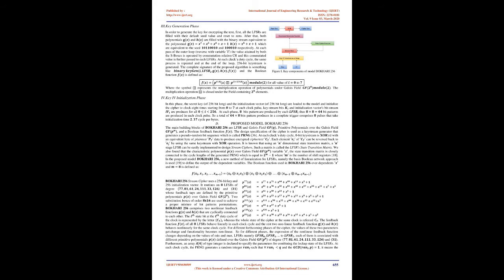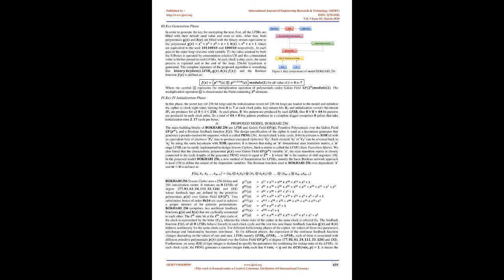3. Key generation phase. In order to generate the key for encrypting the text, first, all the LFSRs are filled with their default seed value and reset to 0. After that, both polynomials are filled with the binary stream equivalent to the polynomial, which are equivalent to the seed.